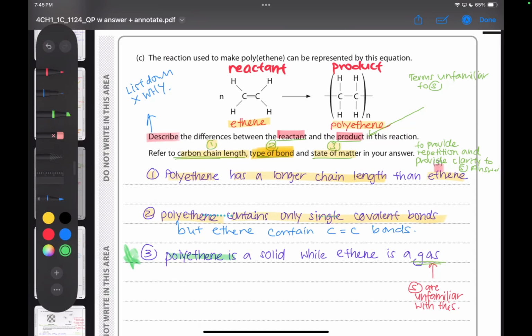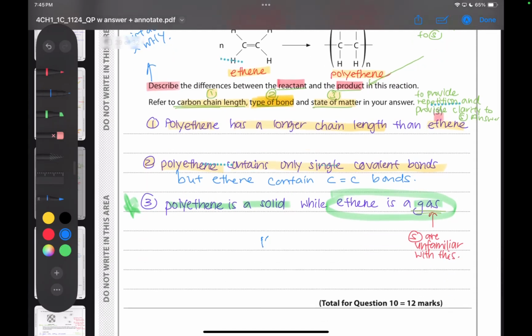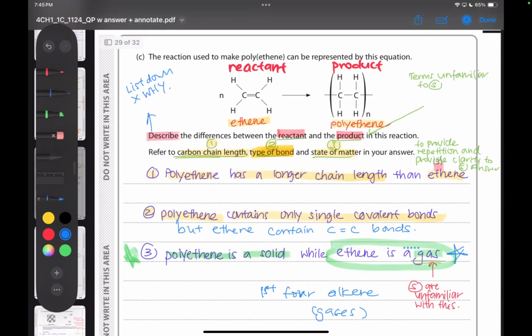And then finally, which is the hardest for a lot of students, is the state of matter, that means at room temperature and pressure. Plastic, as we all know, is a solid, but this is the part that a lot of students are unaware of. Ethene actually exists as a gas. In fact, the first four alkenes are gases. And for IGCSE Pearson Edexcel, they only need you to know the first 4 alkenes. All right, so the last one is a little bit hard to score, a hit or miss for a lot of students, because students are unaware that ethene in this case is a gas.